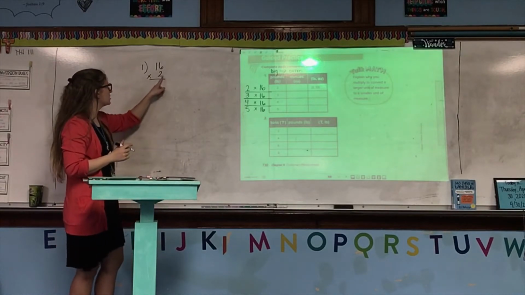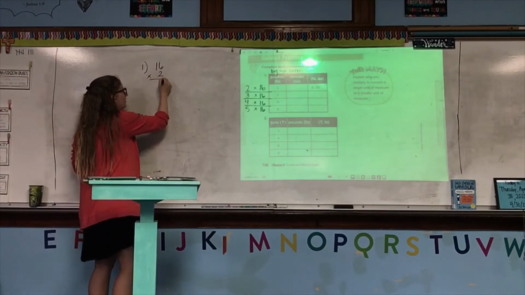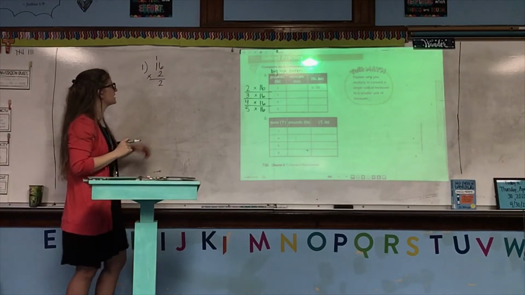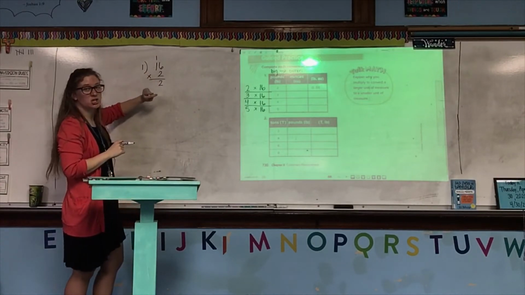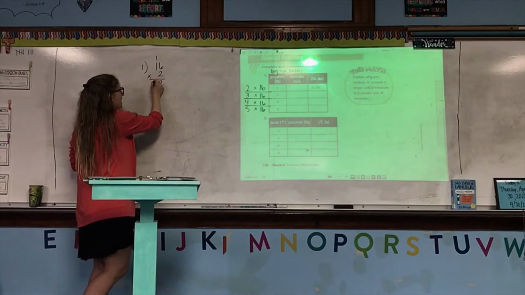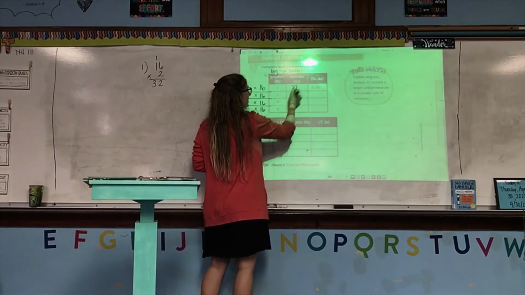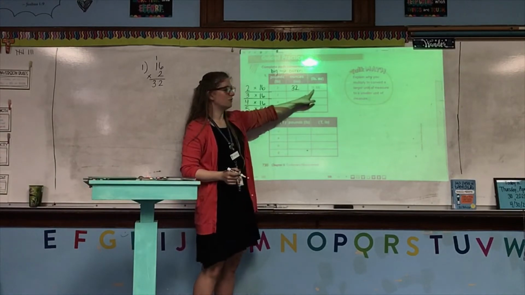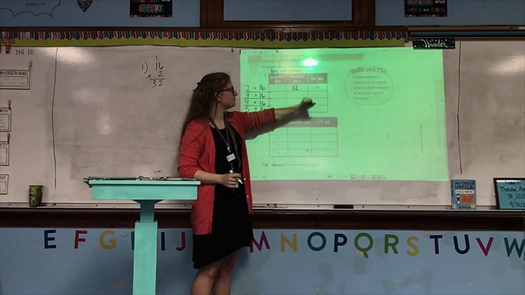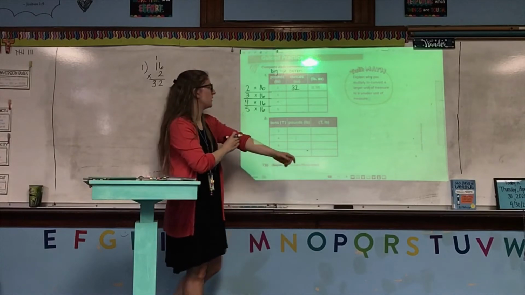Start with the ones. 2 times 6 equals 12. Regroup the 1 to the tens place. 2 times 1 is 2, plus 1 is 3, which means that there are 32 ounces in 2 pounds. Don't forget, we need the number pair, which they already have for us on that first part.